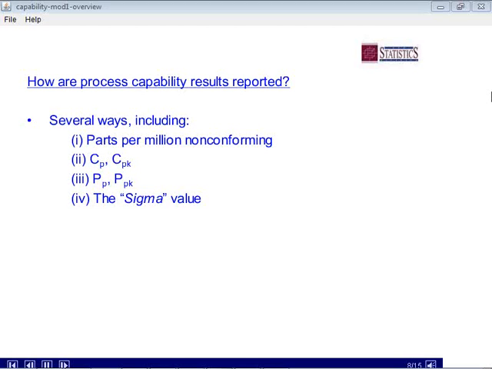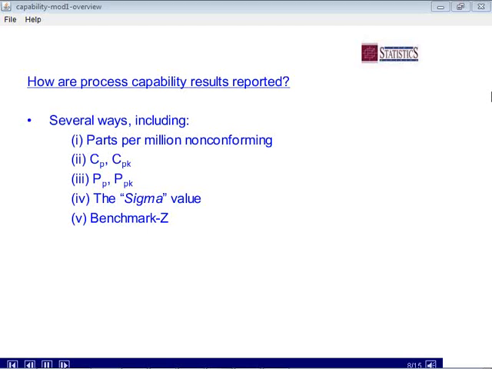So in that regard, the estimates that we get for C sub P and P sub P should be very close to each other, and in the same manner, the estimate for CPK and the estimate for PPK should be very close to each other as well. So this is the only situation where I'm really going to be talking about P sub P and PPK, and we'll be illustrating the way in which the results will be very, very similar to each other in just a short while. The so-called sigma value.